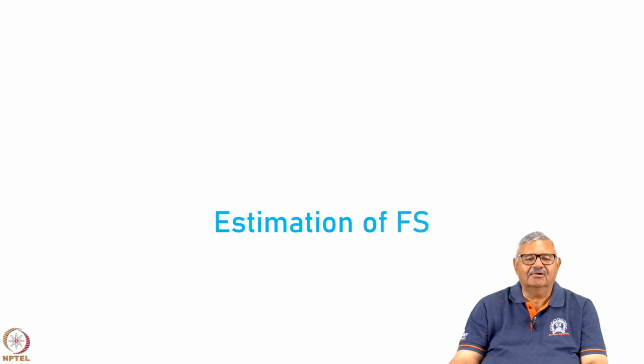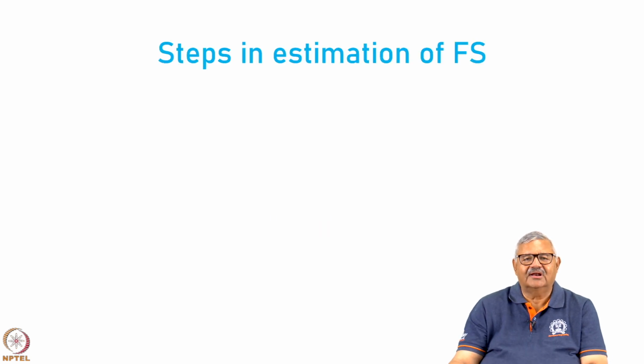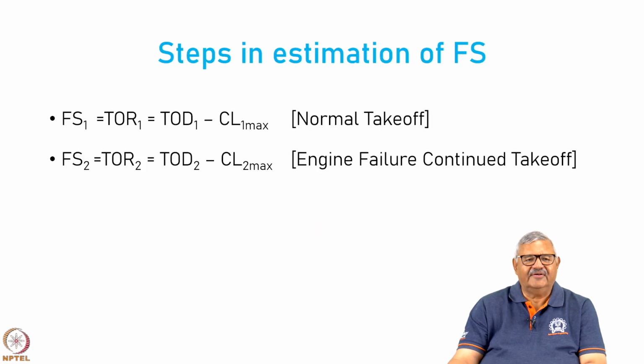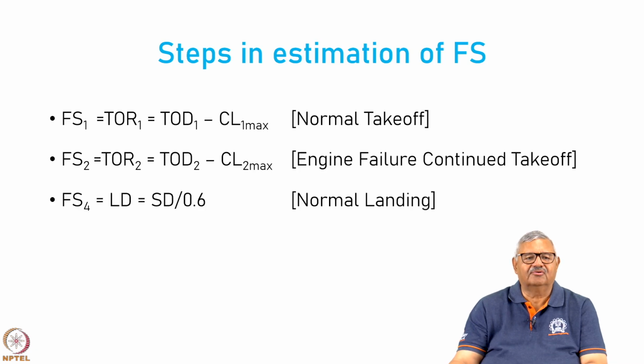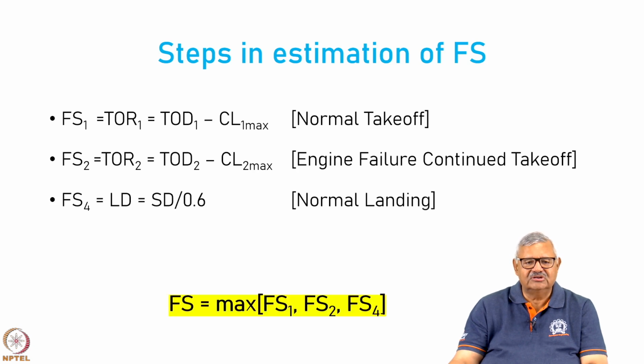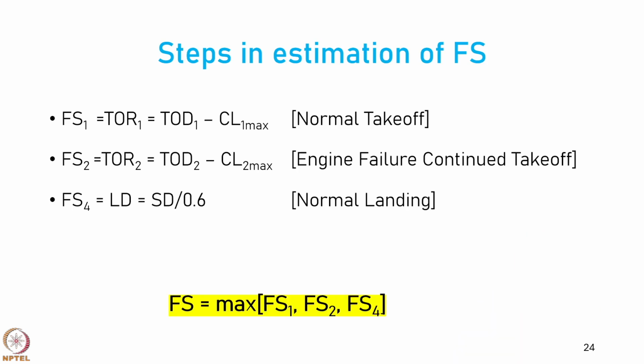Going ahead, let us now estimate the full strength pavement. There are steps again in full strength pavement estimation. FS1 is obtained as TOR1, which is TOD1 minus the maximum value of the clearway from the normal takeoff case. FS2 is equal to takeoff run 2, which is takeoff distance 2 minus CL from case 2 maximum value, and FS4 is going to be the landing distance or SD upon 0.6. We calculate these three values of FS and then take the maximum value of these as the full strength pavement required.